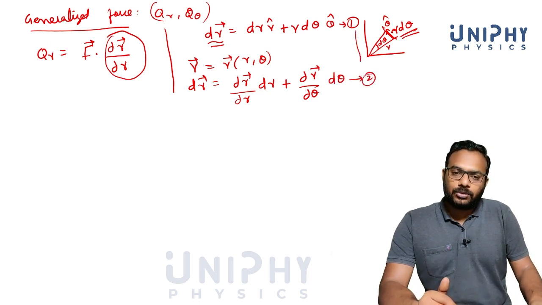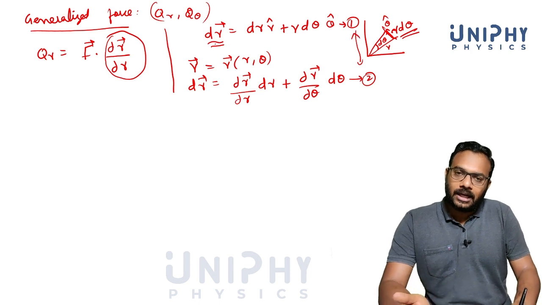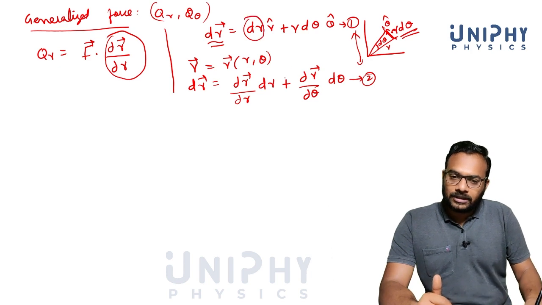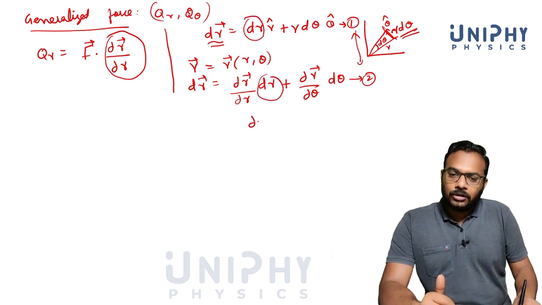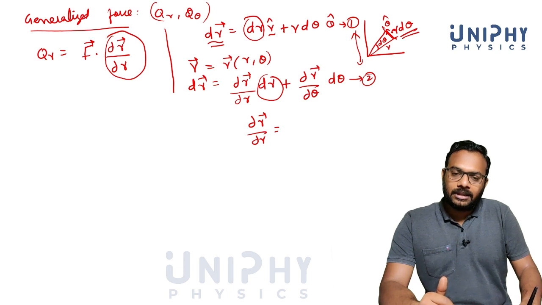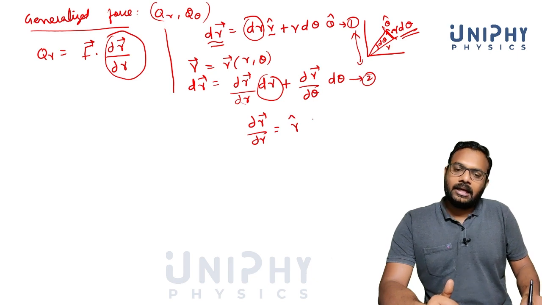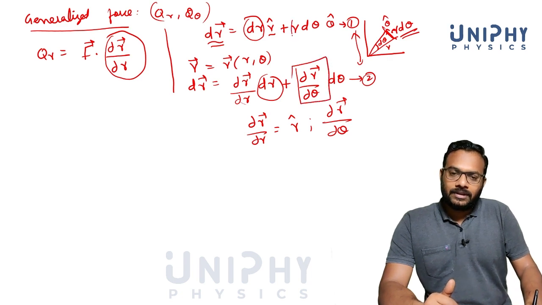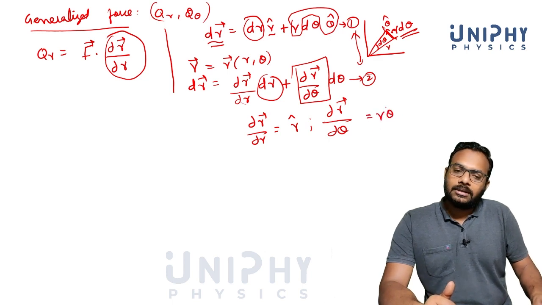So you see that both equation 1 and 2 are expressions for dr vector, right? So you can just equate the coefficients of dr here. The coefficient of dr is r cap here, and here it's dou r vector by dou r. So dou r vector by dou r is equal to r cap. And dou r vector by dou theta, the coefficient of d theta here is r theta cap, is equal to r theta cap.